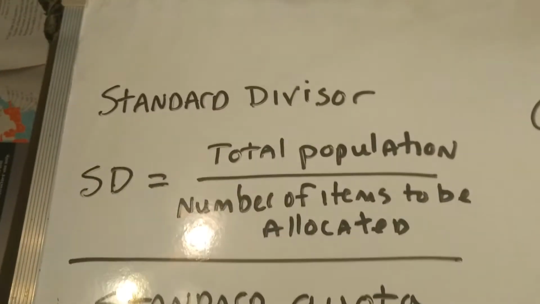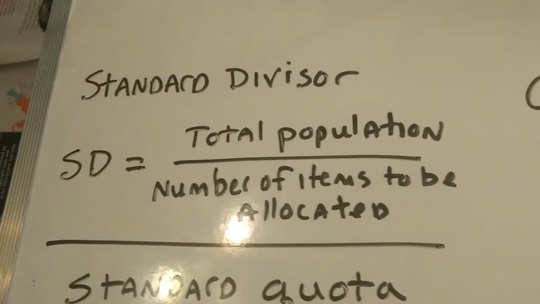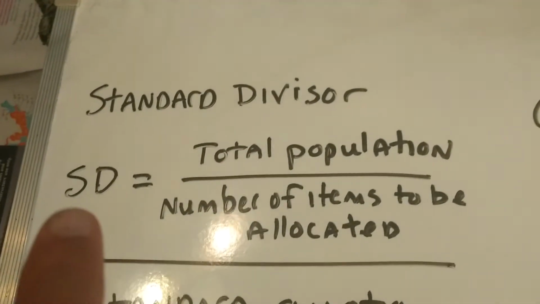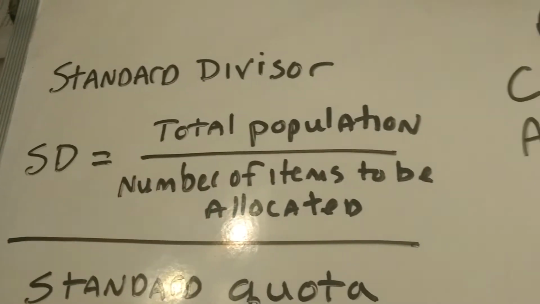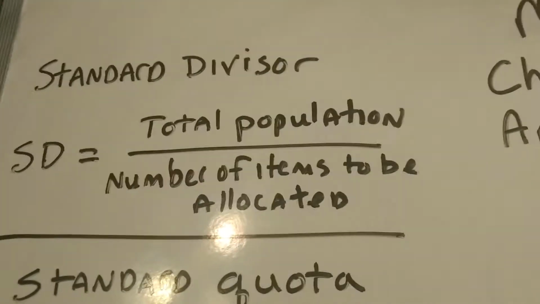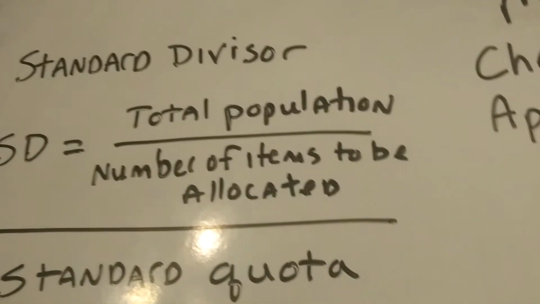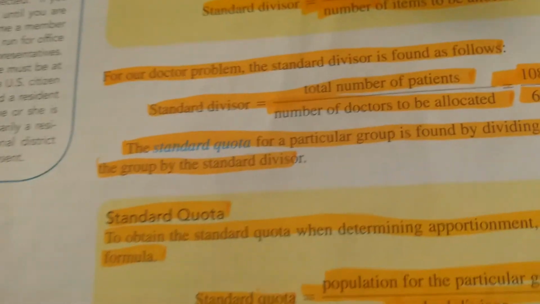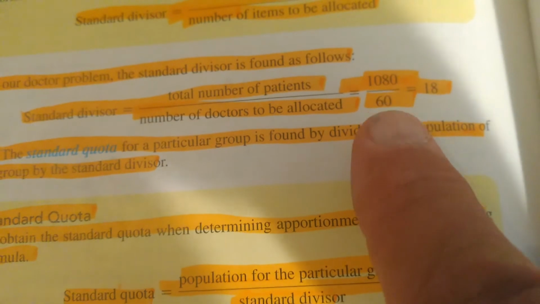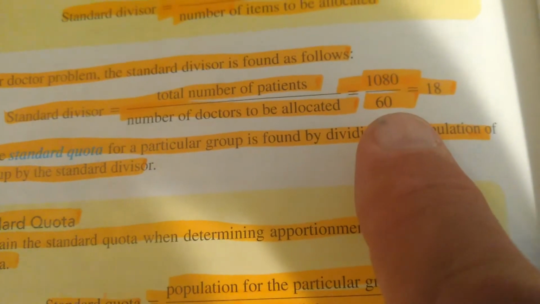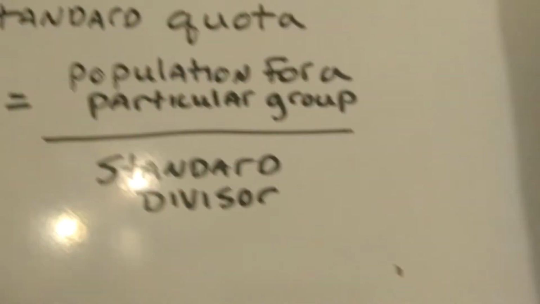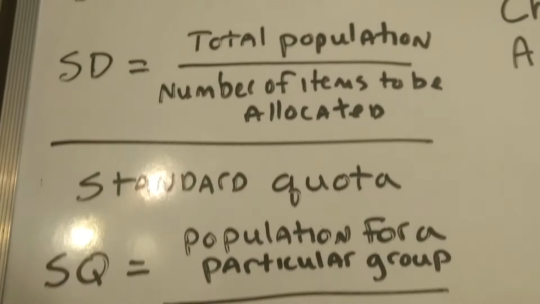We're dealing with apportionment. Two mathematical terms you've got to understand are, one, standard divisor, which I abbreviated with an SD. Standard divisor is taking the total population and dividing by the number of items to be allocated. In our doctors problem, we have 1,080 total patients and 60 doctors we're trying to allocate. So if we divide 1,080 by 60, we get 18. 18 would be our standard divisor for that problem.